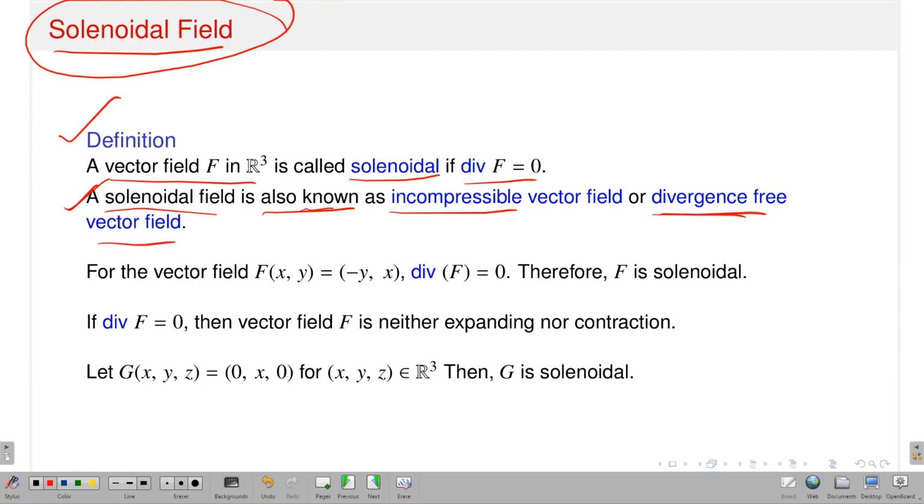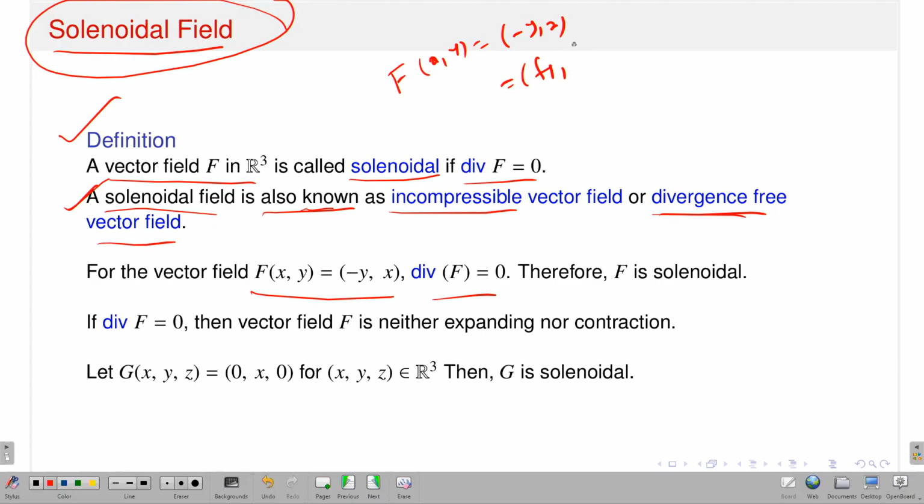That means the divergence is 0. For example, if I take this rotational vector field capital F of x comma y, which is nothing but minus y comma x, you just calculate the divergence, it is 0 actually. In fact, you can calculate it, that is very simple. So, let us do that. What is capital F? Capital F of x, y is minus y comma x.